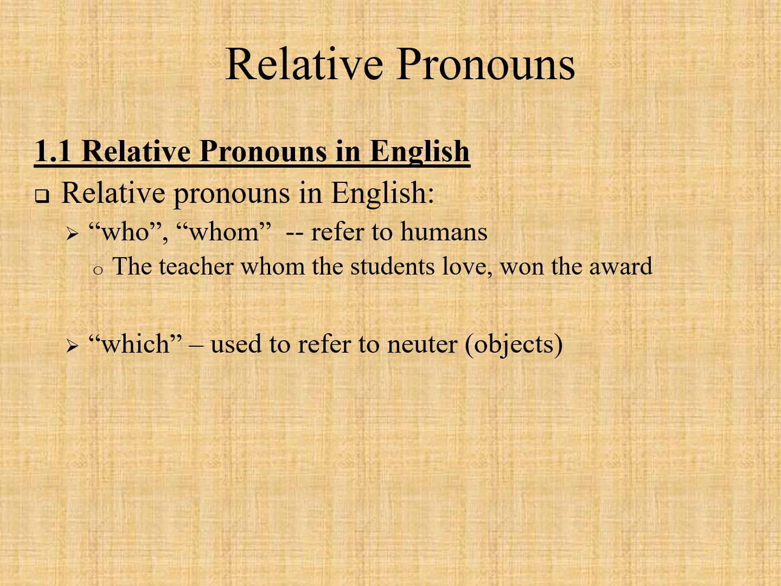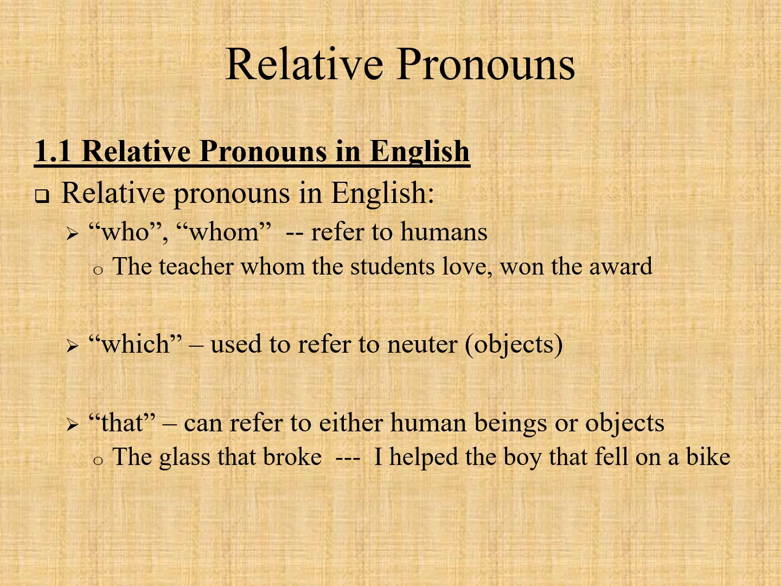Then we have another relative pronoun, which, used to refer generally to objects. And then we have that, which can refer to either human beings or objects, such as the glass that broke, or I helped the boy that fell on a bike. And finally, we have whose, which usually refers to humans, but sometimes also can be used to refer to objects. So this should be pretty straightforward regarding the relative pronouns in English.